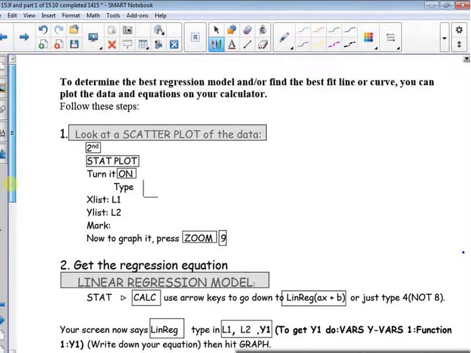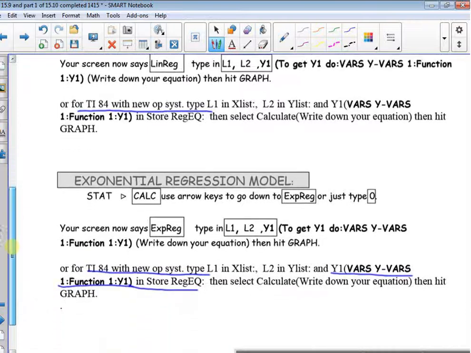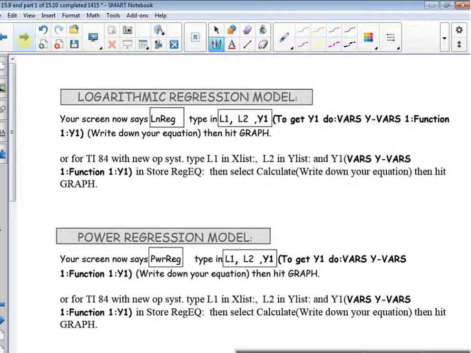Even if you have, I changed it around, so if you have the new operating system, you're going to be putting L1 and X list, L2 and Y list, and you go to vars, Y vars function, Y1 to store the regression equation. And then again, it just goes through exponential, how to do that, and how to do logarithmic regression.